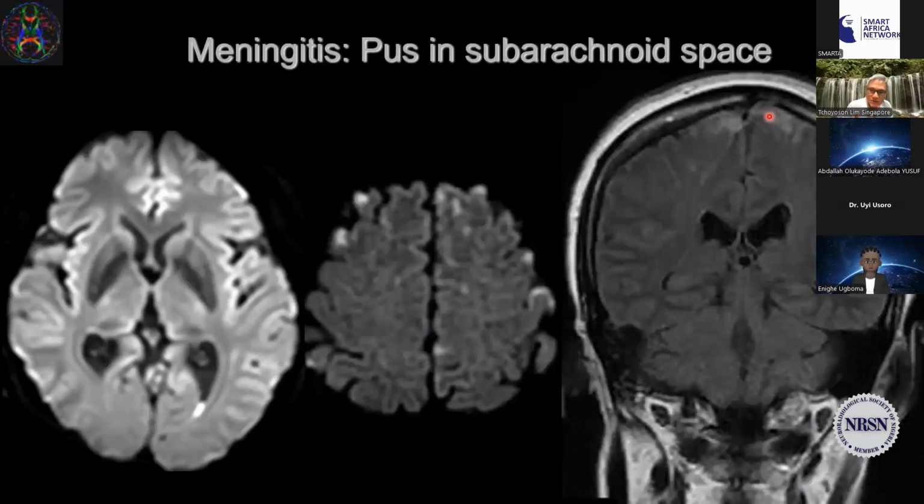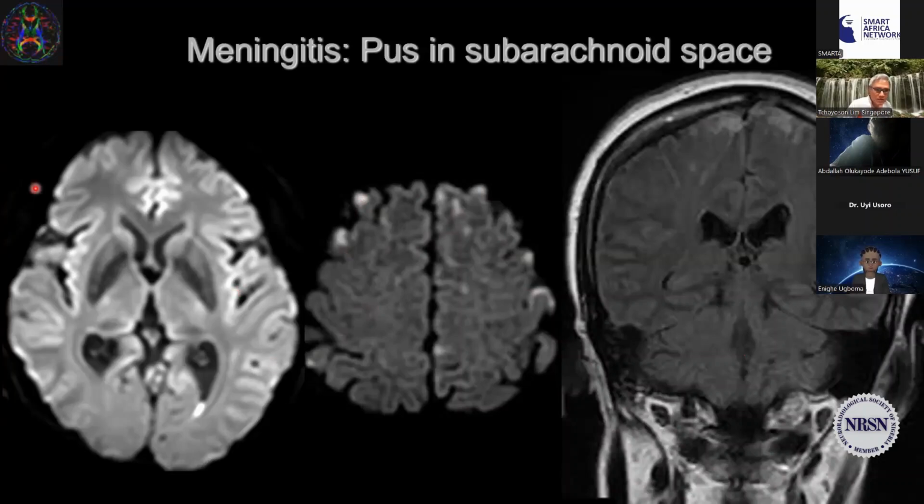FLAIR can be quite sensitive, but on diffusion-weighted MR image, it's even more sensitive than FLAIR. Here you can see small pockets of restricted diffusion in the subarachnoid spaces of this patient who has meningitis. This is the same patient as this patient. So the DWI has excellent abnormal to normal contrast.